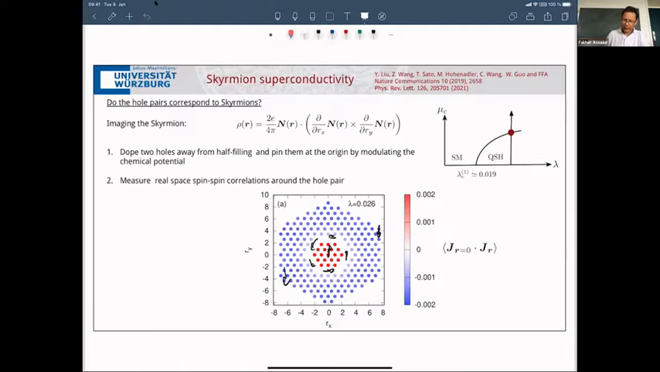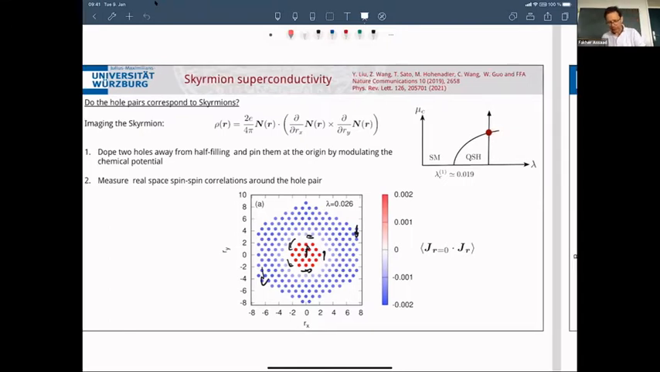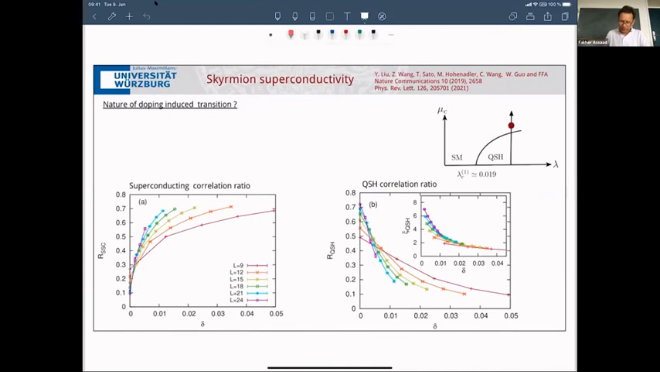So now we can go ahead and say, well, let's go away from the two holes and systematically dope and ask ourselves the question, what is the nature of the transition? And these are the results. And of course, you should ask yourself the question, what happens to the order when I dope? And what happens to the two orders, essentially? So at zero doping, right? We have a quantum spin Hall insulator. So we have the correlation ratio for the quantum spin Hall grows.